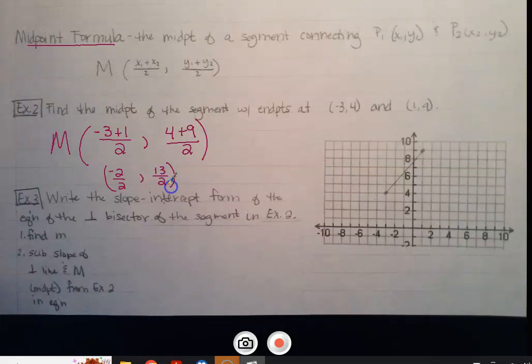13 over 2. Okay, and so we're going to reduce this. What's -2 over 2? -1, comma, 13 over 2. Okay, so 6.5. So our midpoint would be -1, and then 1, 2, 3, 4, 5, 6.5. Right there it is. That's the midpoint, which means that this side of my segment is now equal to that side of my segment, because that is M.